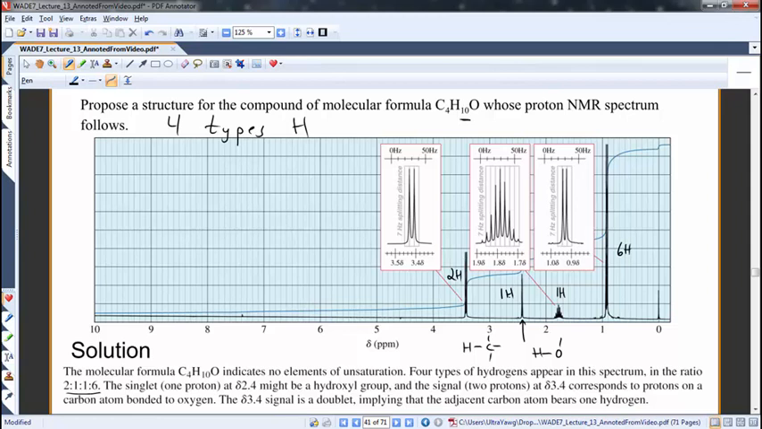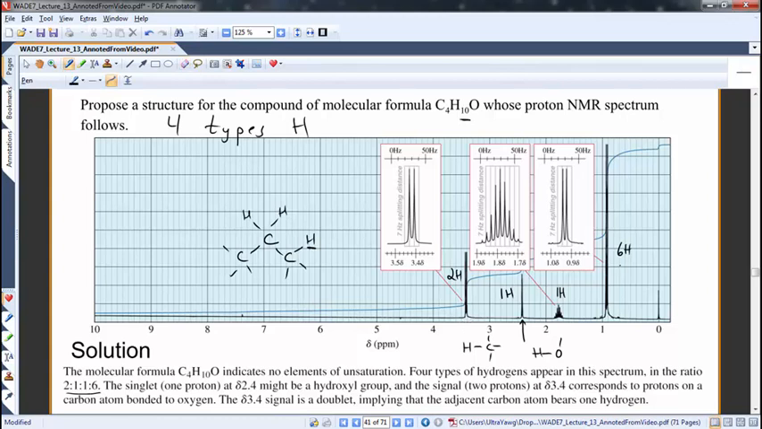Well, if it's 2Hs, I'm talking about two hydrogens that are the same as each other. So essentially, they're going to be on the same carbon. If it's a doublet, per the n plus 1 rule, I have to have exactly one neighbor. So that means whatever I have here, only one of them can have a hydrogen. Whatever's there cannot have hydrogens on it. I can only have one. Otherwise, this would no longer be a doublet.